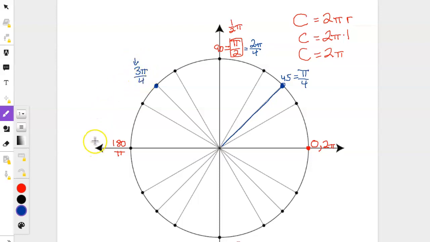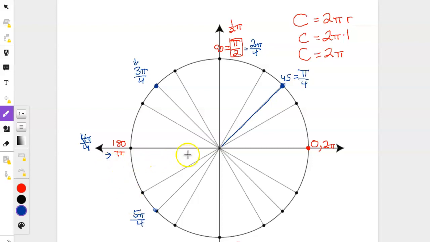Right? And I can keep on going. Add another 45 degrees. That's going to be right here. That would be 4 pi over 4, which, as you can see, 4 over 4 cancels and equals just pi. And I can keep on going down here. That would make this 5 pi over 4.